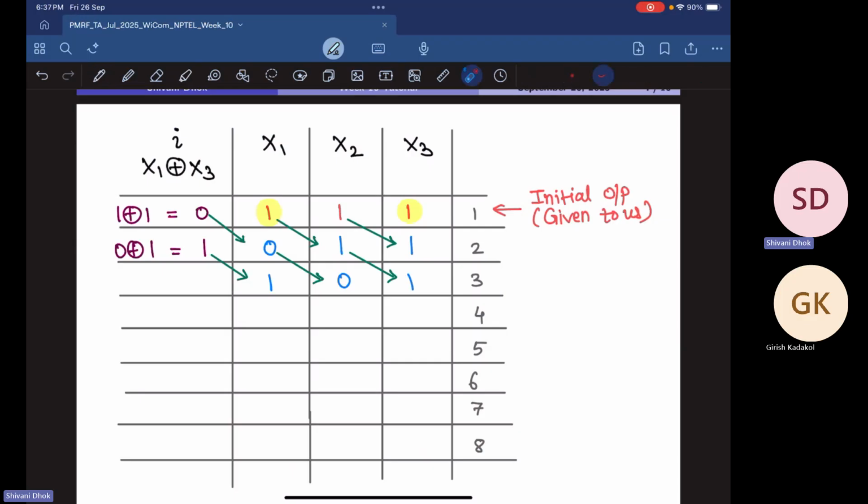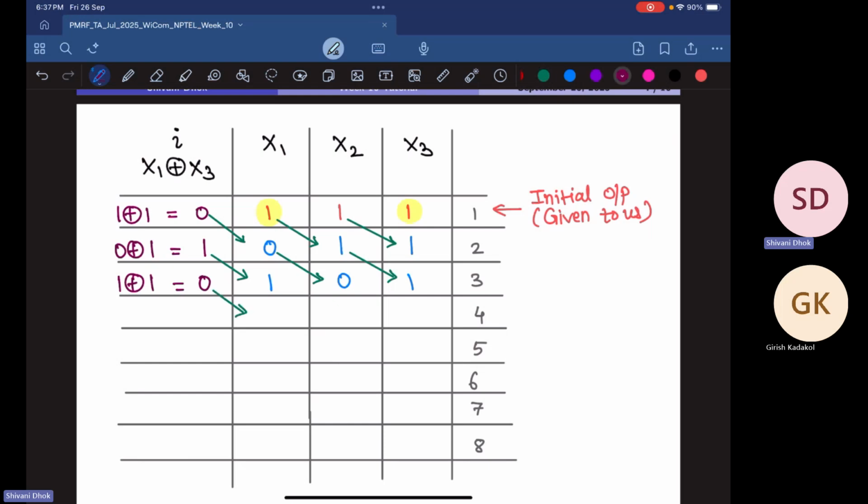Now we need to figure out this output. So we'll be having 1 XORed with 1, that is input, sorry, I. So we'll have 1 XORed with 1. That comes out to be equal to 0. Now same business we have to do.